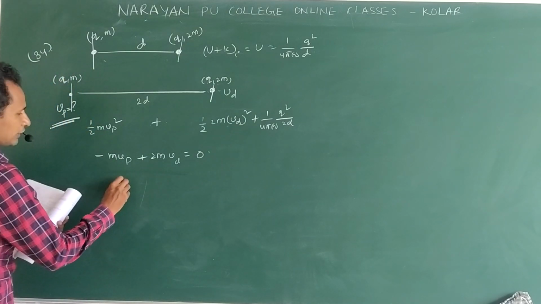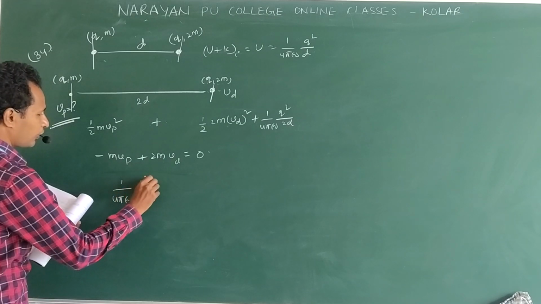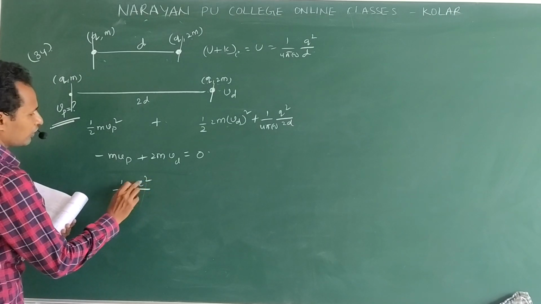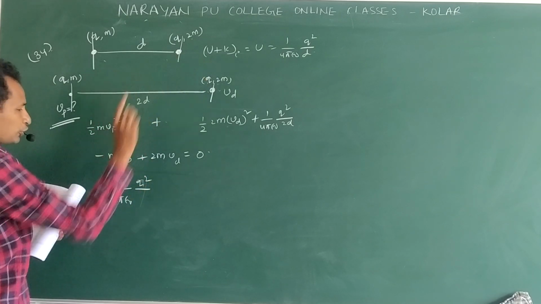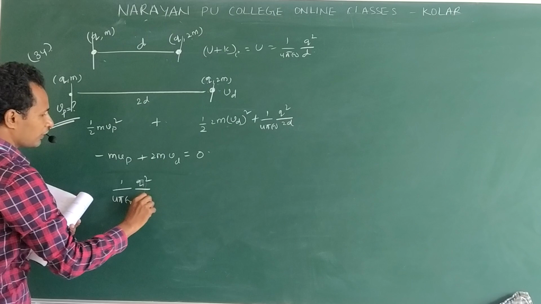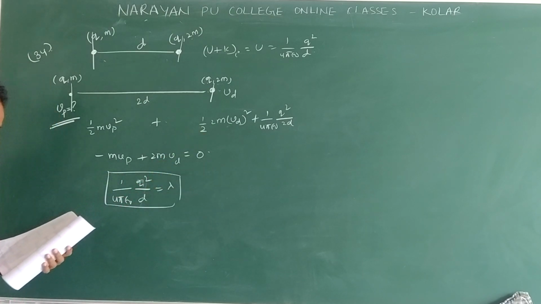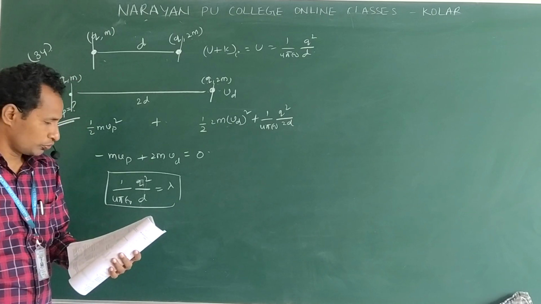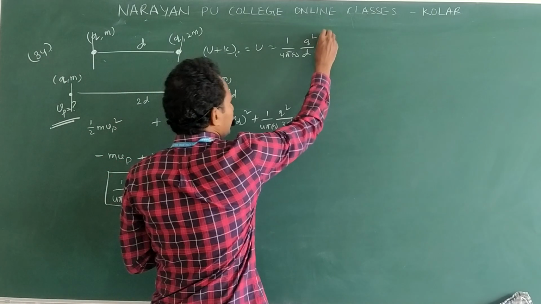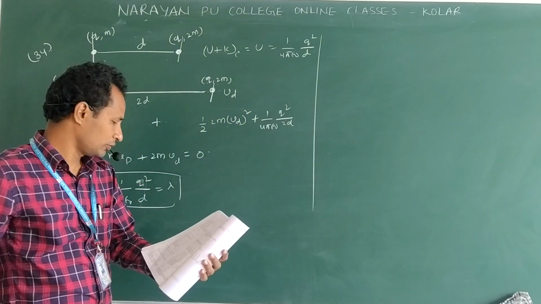And also they are asking us to take 1 by 4 pi epsilon naught e square by d. Instead of e square, you take Q square, because we made the equations with Q. So Q square by d is equal to lambda. This constant you substitute in that, you will get the answer. Probably you will get option 2. Clear? See, I am not giving the calculation because we have already done it.